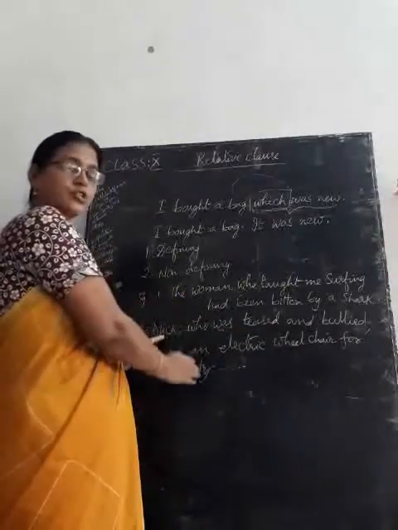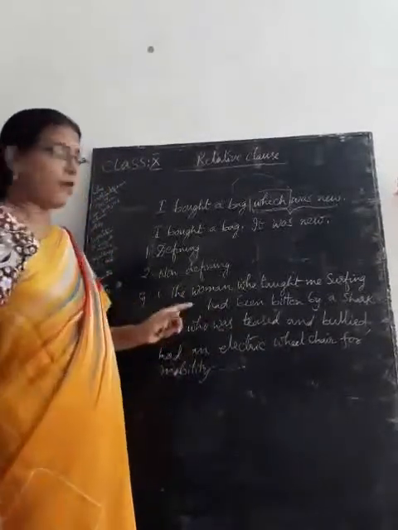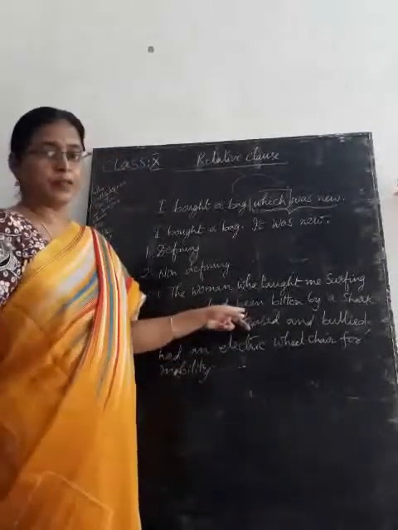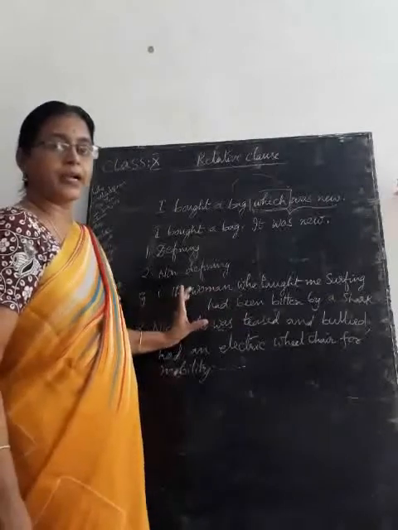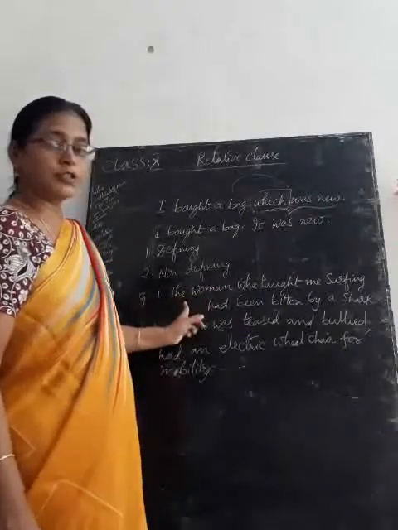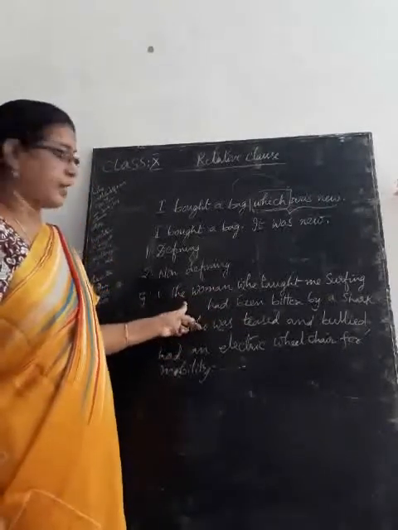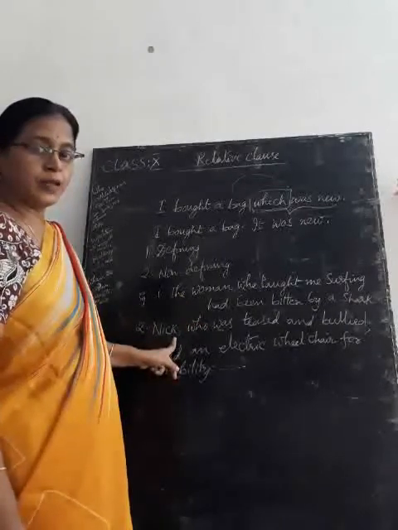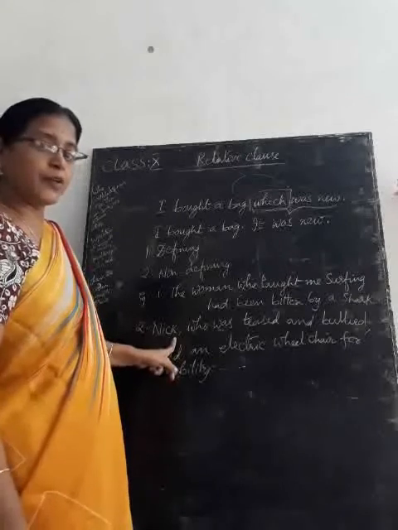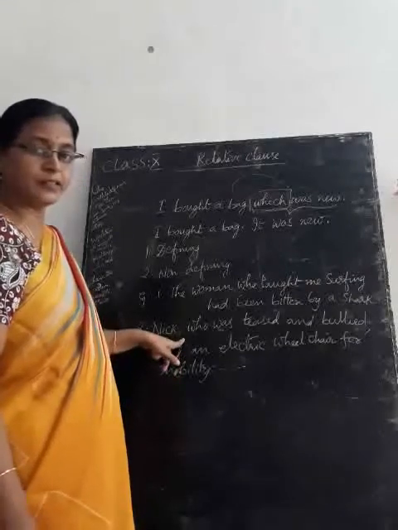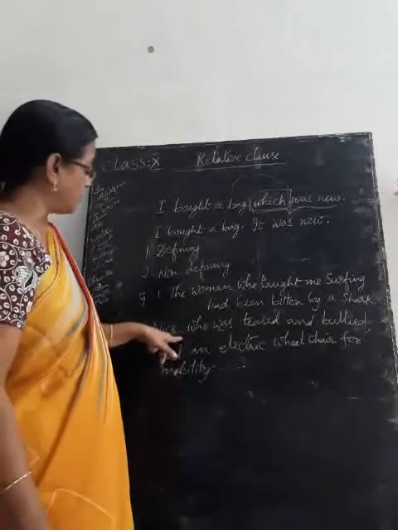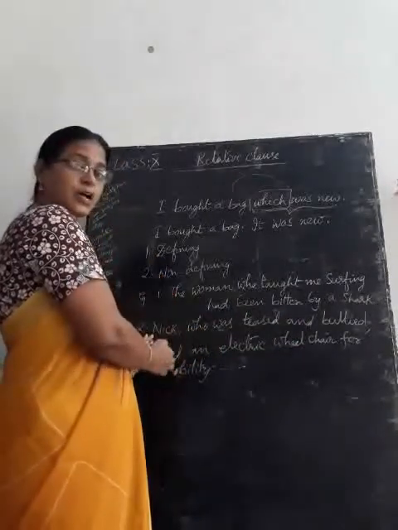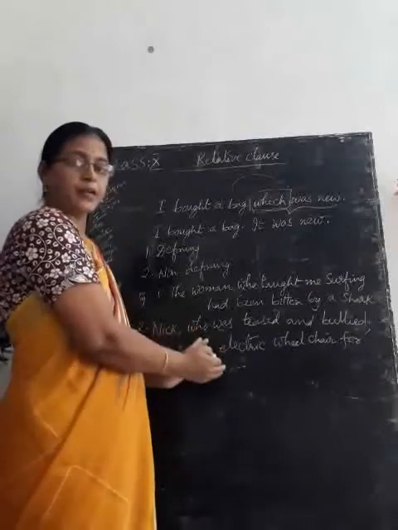You compare these two sentences. See what you have understood. Here there is no comma. Defining relative clause doesn't take comma. This is so it is defining relative clause. Non-defining relative clause gives extra information about Nick. So it takes comma, see Nick, comma, who was teased and bullied. It gives extra information about the noun. So it is non-defining relative clause.